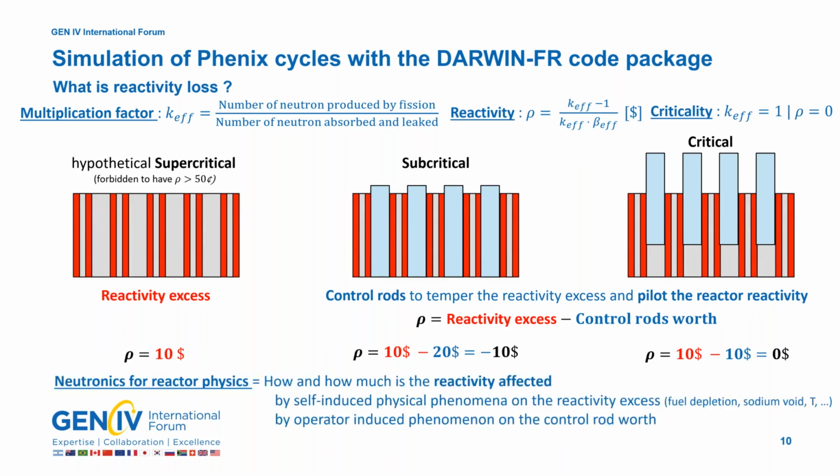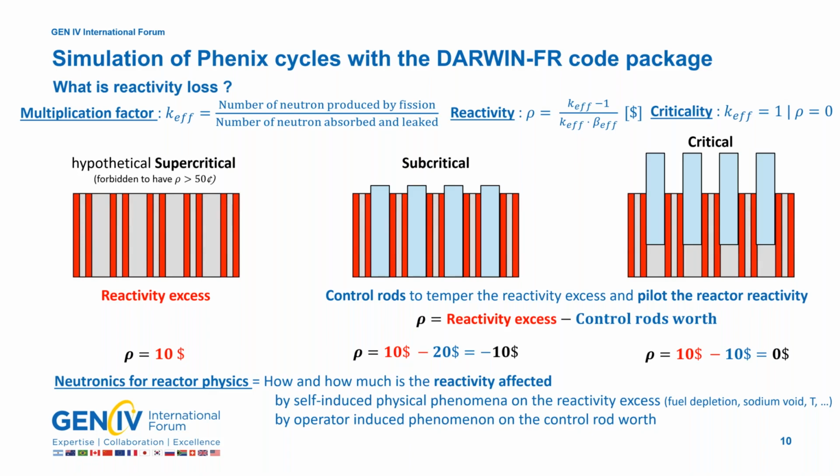In fact, in neutronics, at least for reactor physics, the question is how and how much the reactivity is affected. So how and how much the reactivity excess will be affected by temperature, isotopic composition evolution, etc. And how much the control rod worth is, and how it affects the reactivity excess.